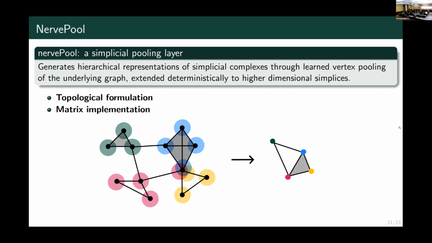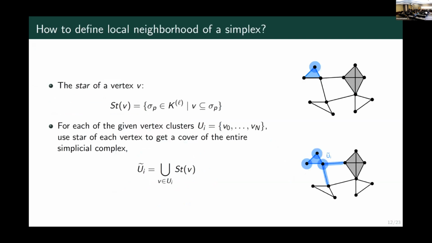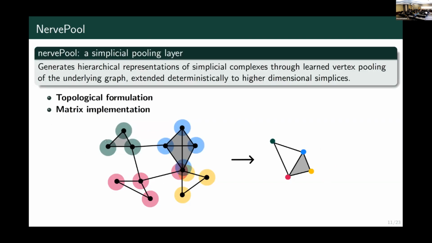And so I'll discuss this first through the topological formulation of the way we think about this, and then in practice, this is obviously a series of matrix multiplications, and I'll explain how we get to that point as well. So on a simplex, we define the local neighborhood of a simplex using the star definition. So we're starting with a partition of our vertex set into clusters, which are given by each of these different colors on our simplicial complex. Each vertex is assigned to at least one cluster, but it can be assigned to more than one, as you can see in this vertex example right here.